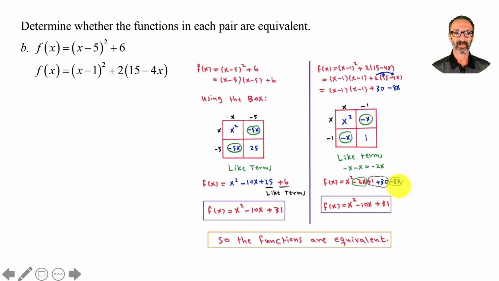Now, this and this are alike. Minus 2x and minus 8x is minus 10x. 1 and 30 are alike, which is 31. Now I need to look left and right to compare. Yes, they are equivalent.